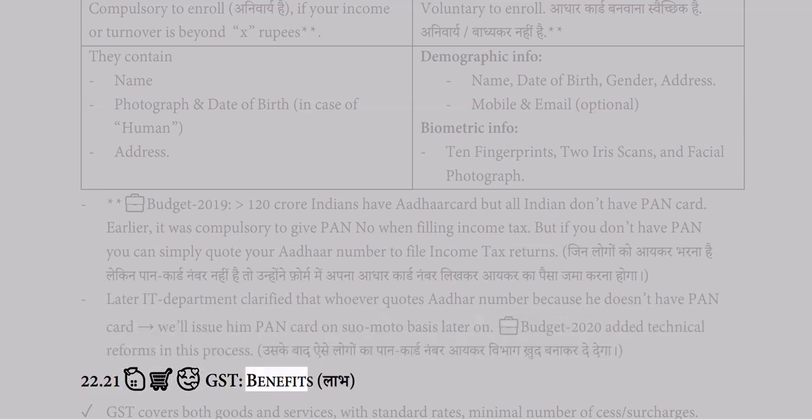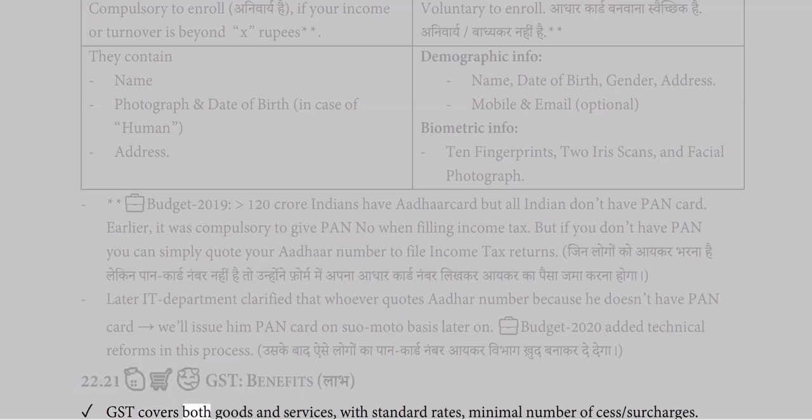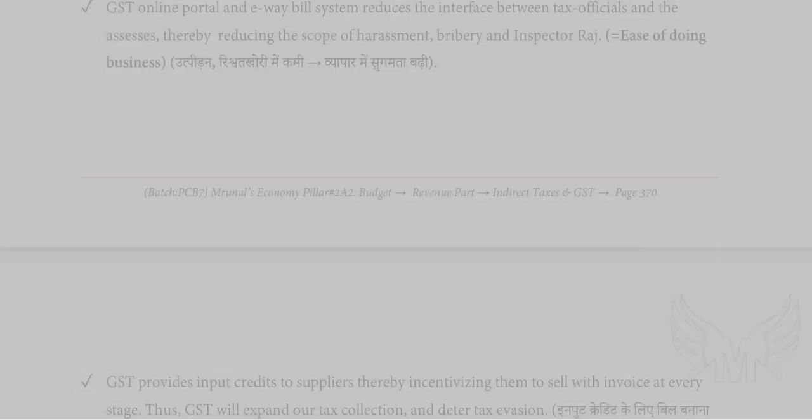22.21 GST benefits. GST covers both goods and services, with standard rates and a minimal number of cesses and surcharges. The GST online portal and e-way bill system reduce the interface between tax officials and assessees, thereby reducing the scope of harassment, bribery, and inspector raj. Equals ease of doing business.